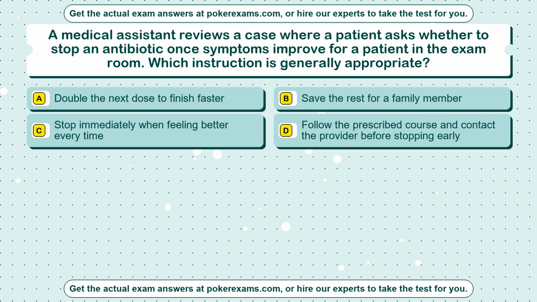Question 48. A medical assistant reviews a case where a patient asks whether to stop an antibiotic once symptoms improve for a patient in the exam room. Which instruction is generally appropriate? Option A, double the next dose to finish faster. Option B, save the rest for a family member. Option C, stop immediately when feeling better every time. Option D, follow the prescribed course and contact the provider before stopping early.